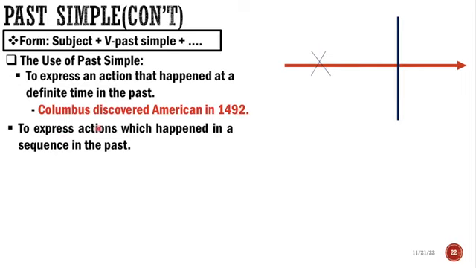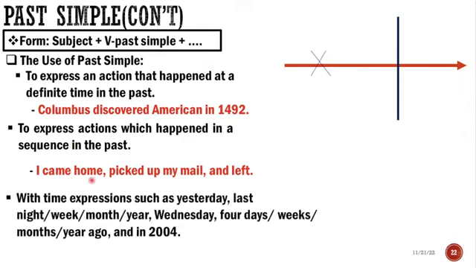The second point: to express actions which happen in a sequence in the past. You can see an example. I think, everyone, when you see an example, you understand clearly the use of the past simple. An example: I came home, picked up my mail, and left. This is related to actions that happened in sequence in the past.